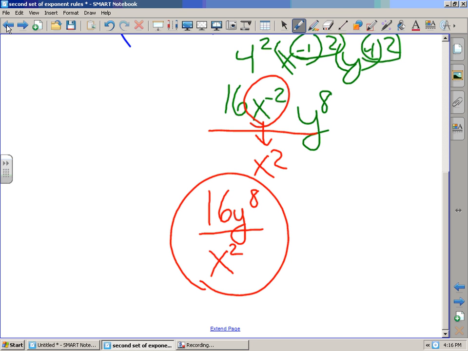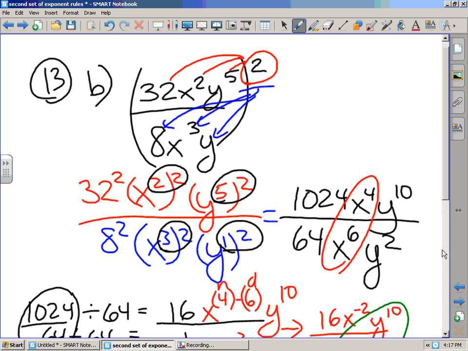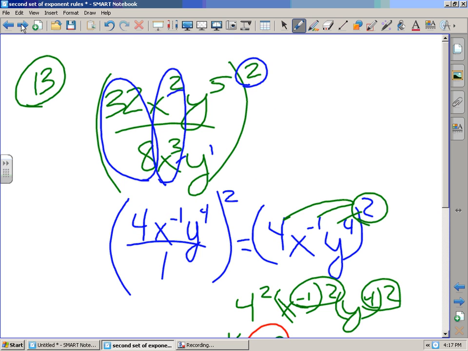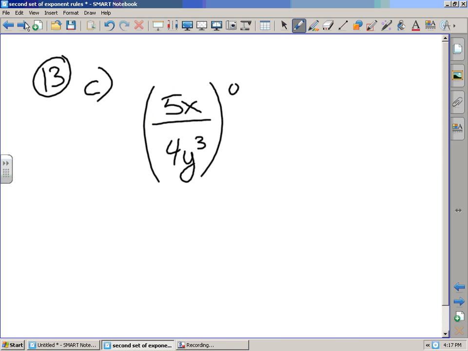16y to the 8th over x squared, and you'll notice that it's exactly what we got the first time. So either way, it doesn't matter. You're going to get the same result as long as you follow your exponent rules. Now you should already know anything to the 0th power is equal to 1. Power of none, you get a 1.